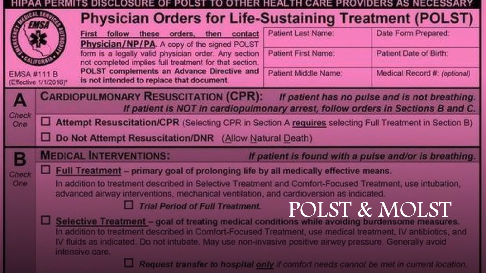POLST, which is the physician orders for life-sustaining treatment, is the same as MOLST, which is the medical orders for life-sustaining treatment. The name is just different depending on which state you reside. Florida has been in discussion about fully implementing this form, as it could be used in conjunction with a patient's advance directive, and it is very clear and to the point.